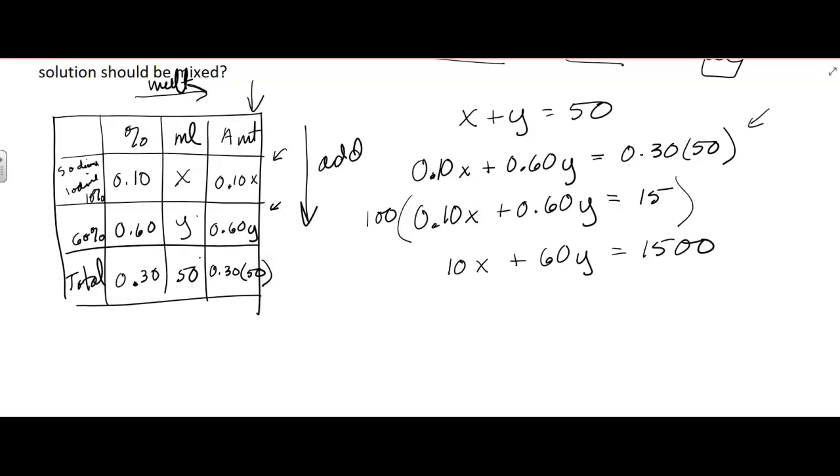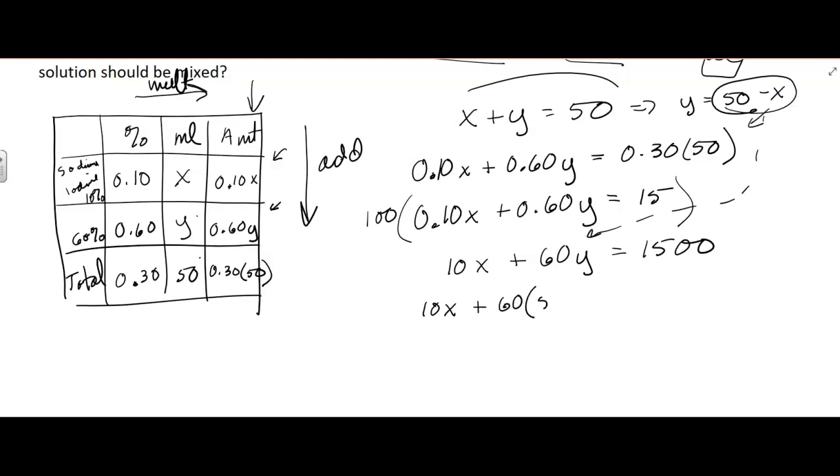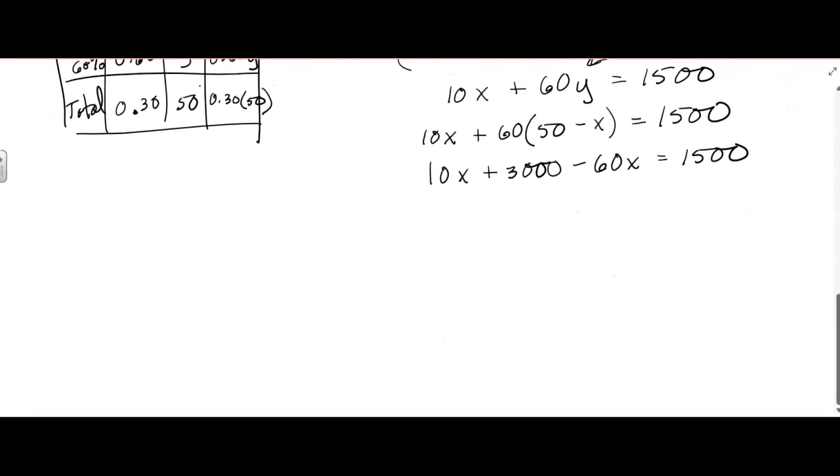So let's say I subtract x, and I rewrite this equation as y equals 50 minus x, right? So bring the x over. This is one way you could do it. And I could substitute that in for the y. So I have 10x plus 60 times 50 minus x equals 1500. And then I can solve: 10x plus 3000 minus 60x equals 1500. I think I should have done it the other way.